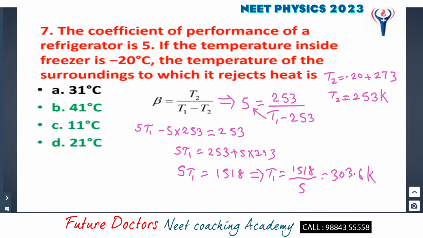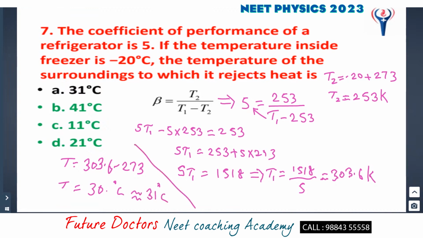303.6 Kelvin. But the problem is the options are given in degrees Celsius, so convert to degrees Celsius. T equals 303.6 minus 273. Then you will get T equal to 30 point something degree Celsius, approximately 31 degrees Celsius. That is option A. Option A is the correct answer.